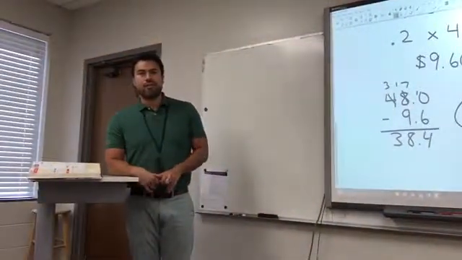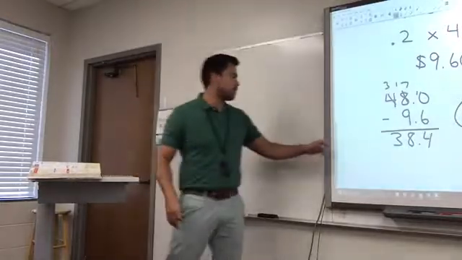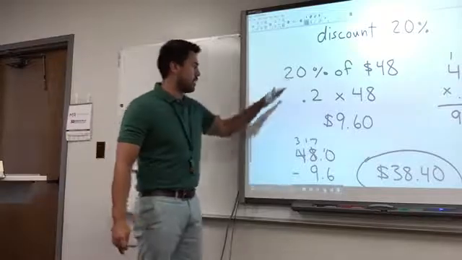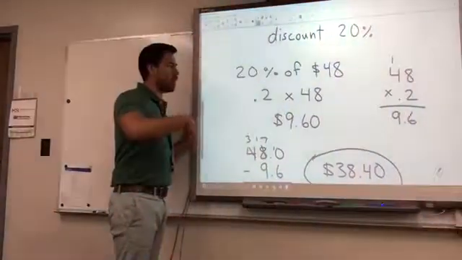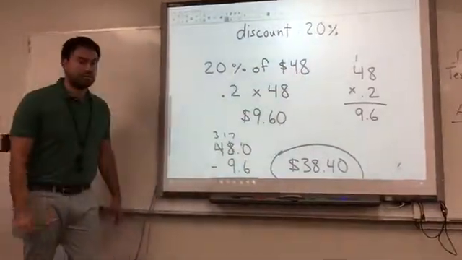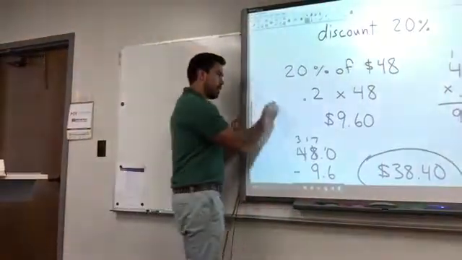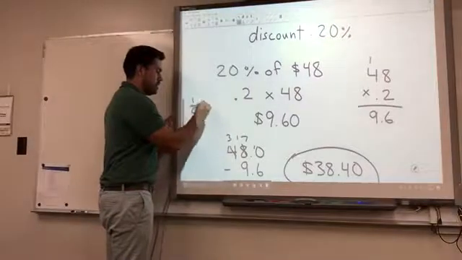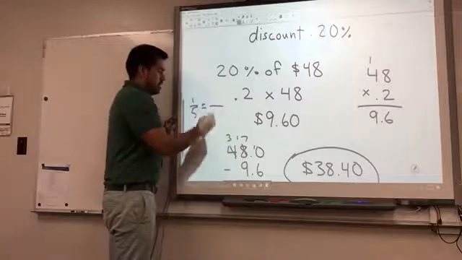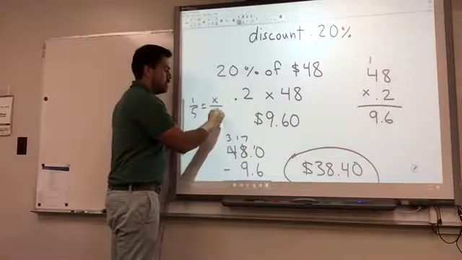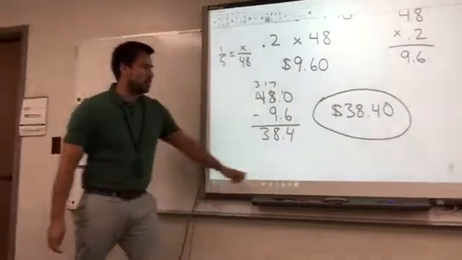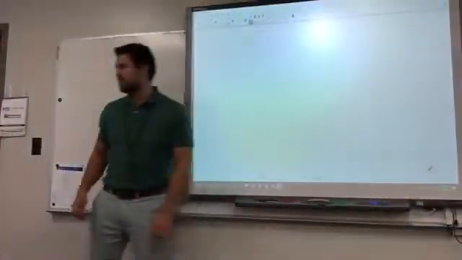Could you just do a proportion? You could. You could say 20%, so 2 over 10 or 1 over 5. But what you have to be careful of is where does that 48 go? If you want to do a proportion, I'll write it right here. So 1 over 5. Where's the 48 go on this other one? X over 48. Okay, and then cross multiply. Fine. Do it that way. You can do it. All right. That's how much money she pays.